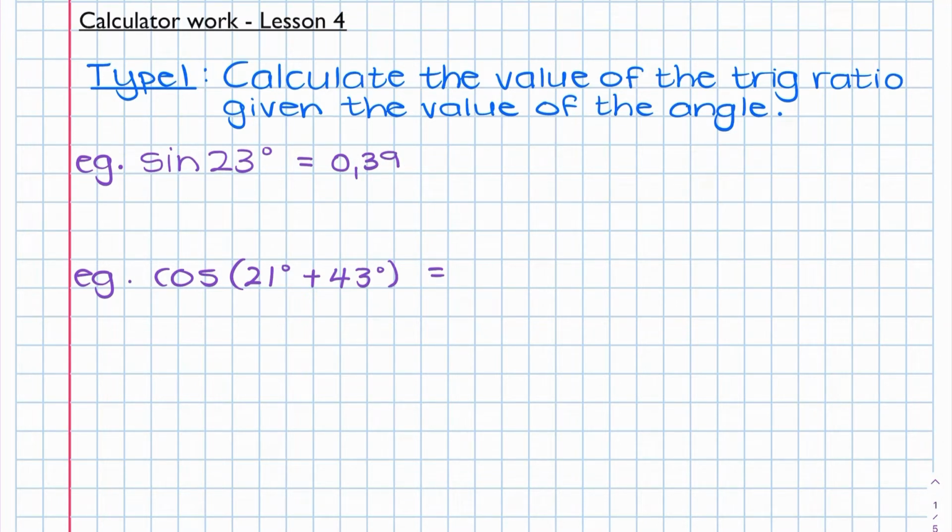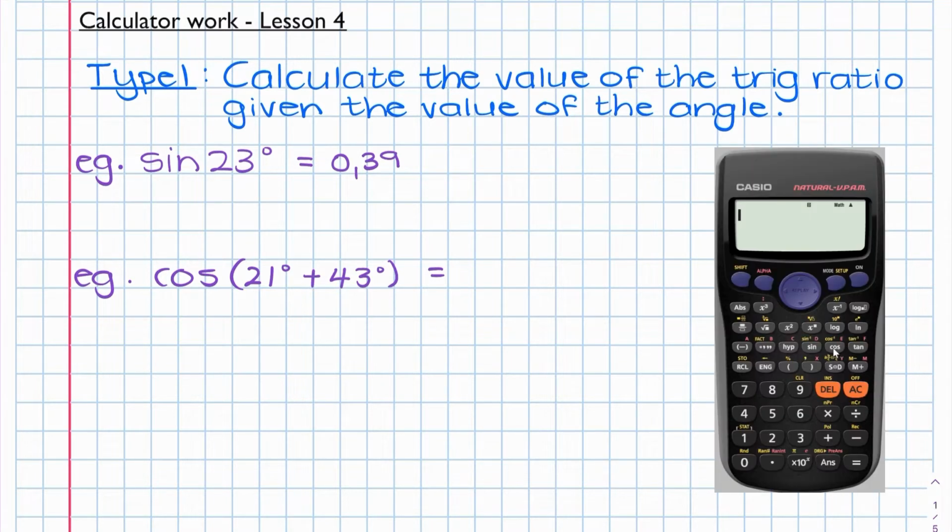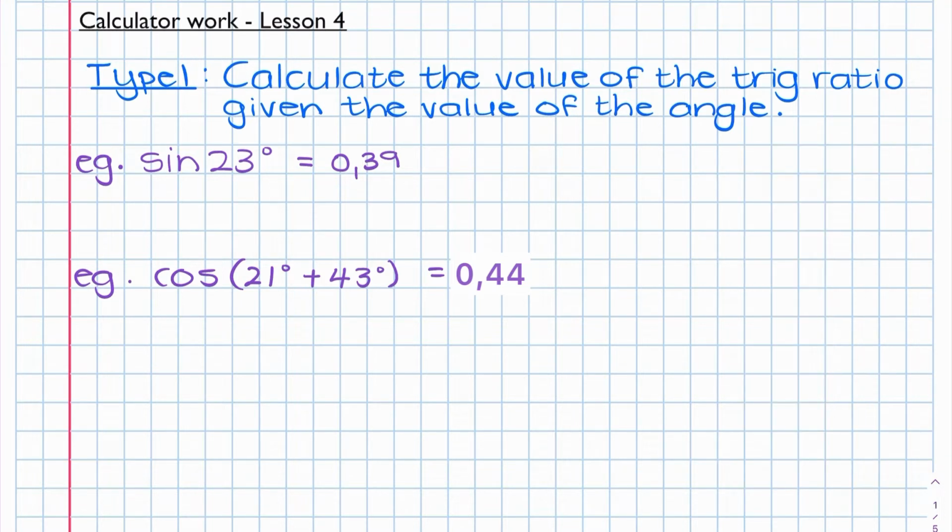For the second one, we could be given two angles in the same bracket. That's fine. You can just put that into your calculator as you see it, 21 plus 43, and we get an answer of 0,44 rounded off to 2 decimal places. These answers will have no units as they are ratios.